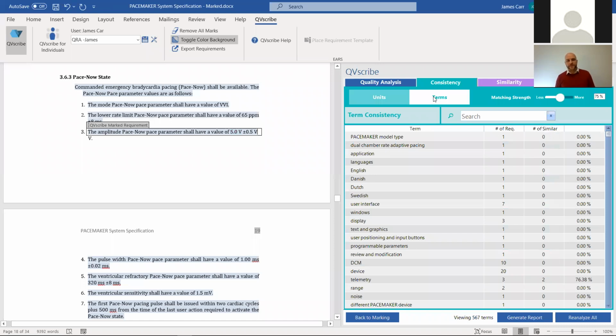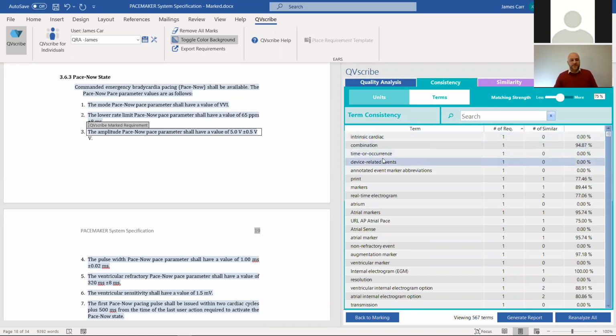So next is for terms consistency. So this is, again, using natural language processing to pull out all of the terms that are used throughout this document. So you'll see that some of them are a single word and then others have multiple words in them. So this isn't a list of all of the words that are used in the document. It's just pulling out the nouns.